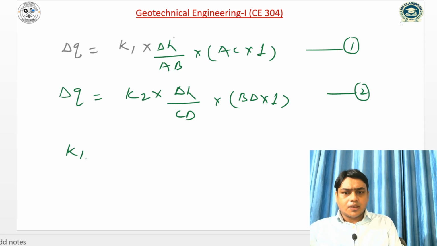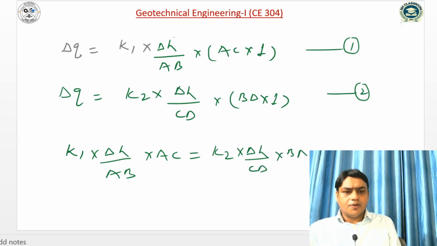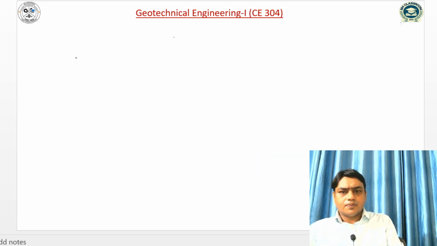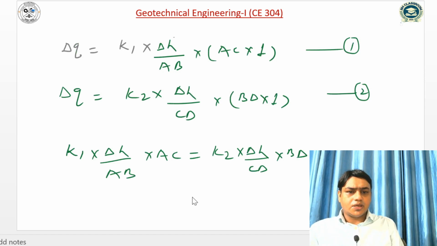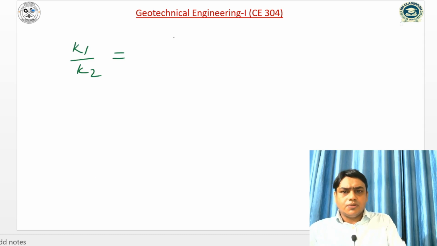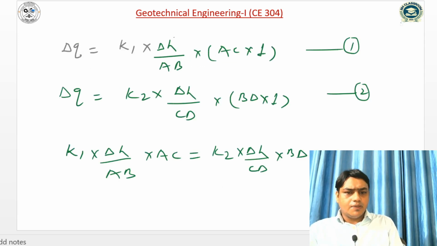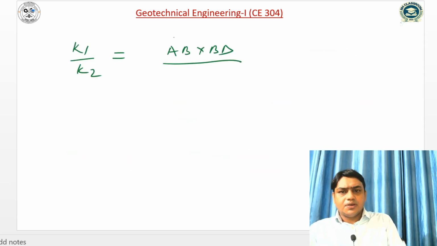So K1 into delta H by AB into AC is equal to K2 into delta H by CD into BD. So K1 by K2 is equal to AB into BD divided by AC into CD. Let us assume this is equation 3.